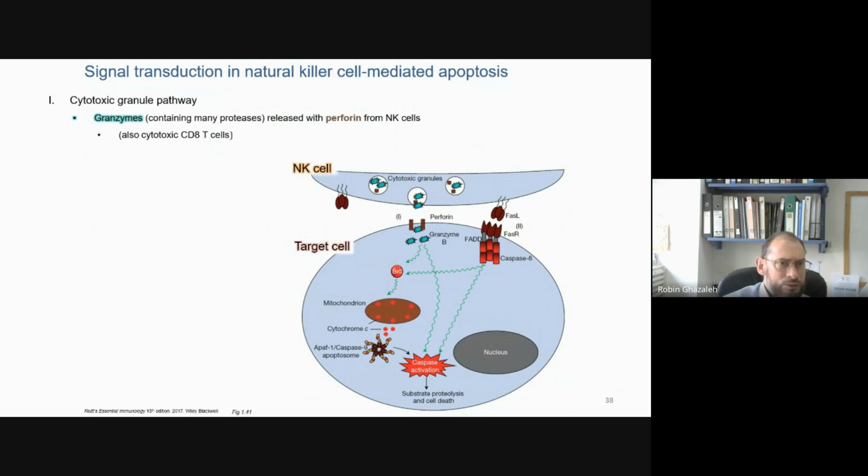Okay. By the way, cytotoxic T cells also release some perforin. Cytotoxic T cells have the word CD8 next to them because they express a co-receptor called CD8, which recognizes the MHC class 1. But that's not our subject today. But the link here is perforin.